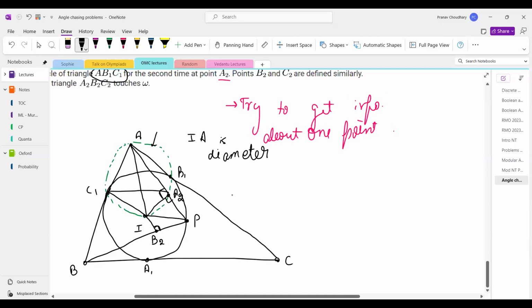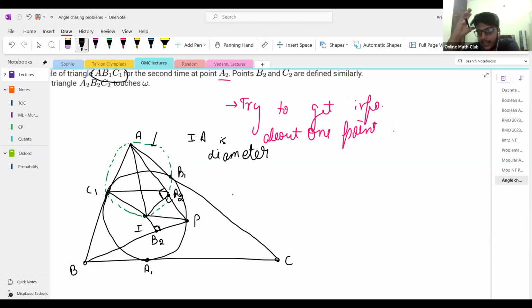Yes. Okay. Can someone tell me anything nice in this configuration? Like some new fact. This is a cyclic quadrilateral. I A2 B2 P is a cyclic quadrilateral. Yes, I guess four people tried to say that at the same time. But yes, I A2 P B2 is cyclic. But what is even cooler about this quadrilateral? That IP is the diameter, right?